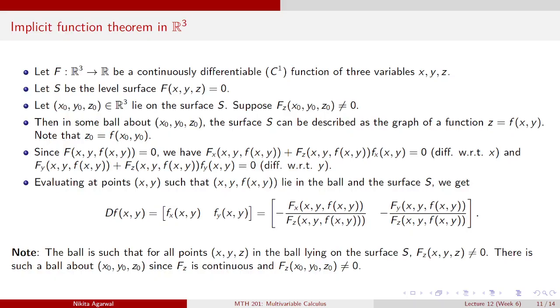And like the previous note, the ball is such that at points in the ball lying on this surface F_z is non-zero, and there is such a ball because again F_z is continuous. So if you have a continuous function which is non-zero at a point, then there is a disk about that point where it remains non-zero.